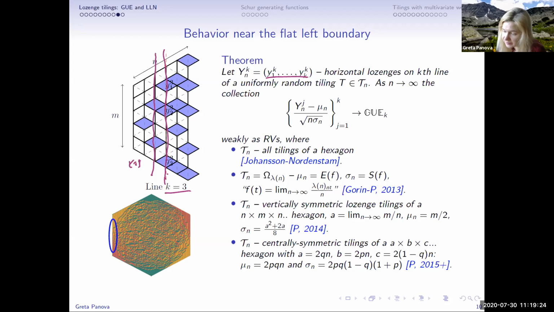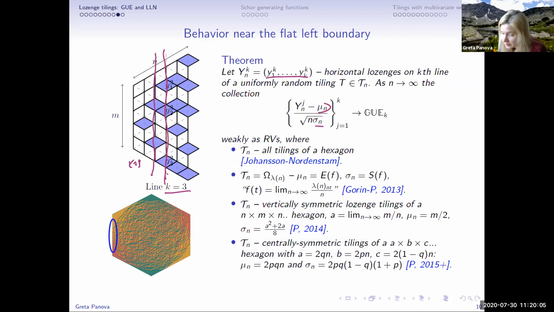And now, if we subtract some number which depends on the shape of the domain that we are looking at, so there's some sort of a mean, and we rescale by square root of n times some other number which depends on the particular geometry, then this collection of random variables, when we are choosing our lozenge tiling uniformly at random from all possible lozenge tilings of whatever kind, is going to converge to the Gaussian unitary ensemble, k by k matrices.